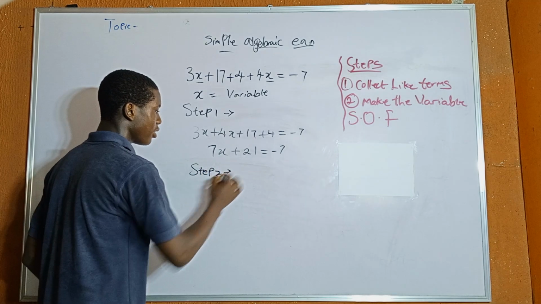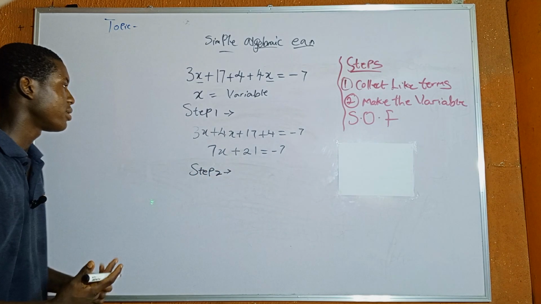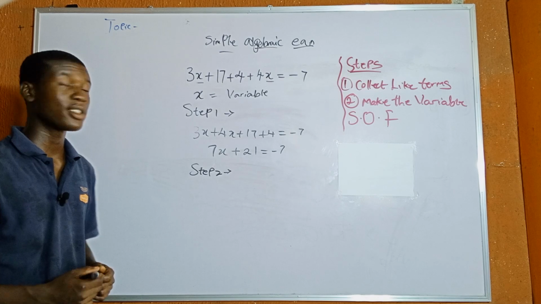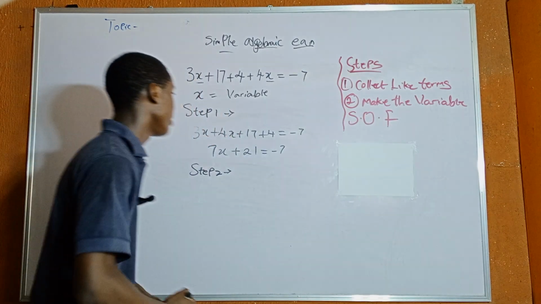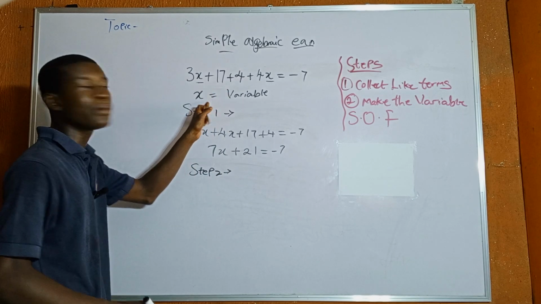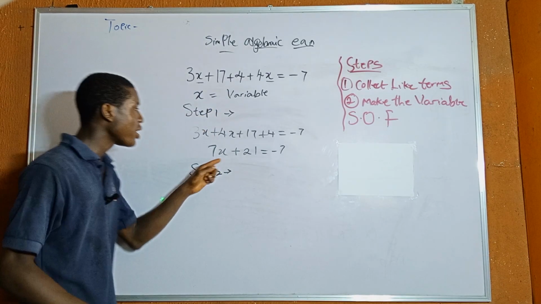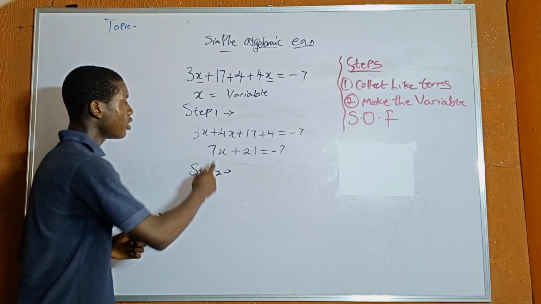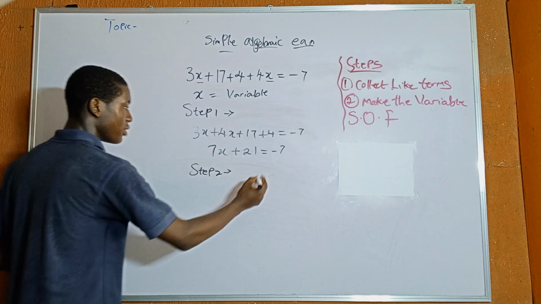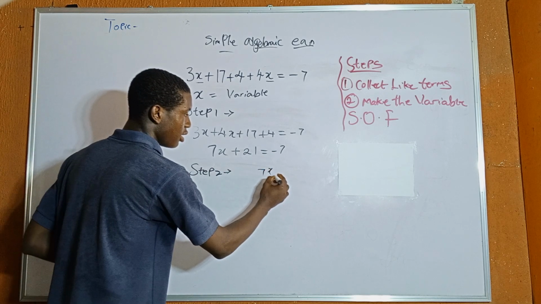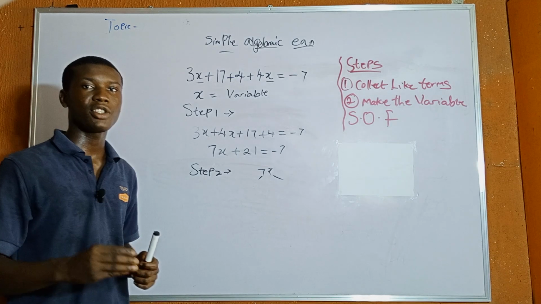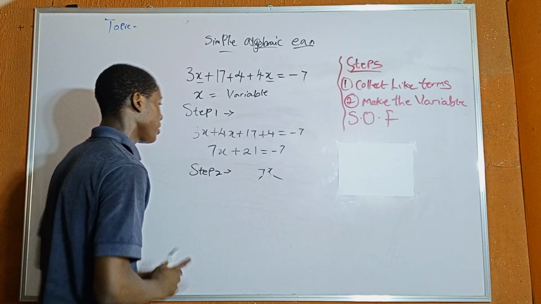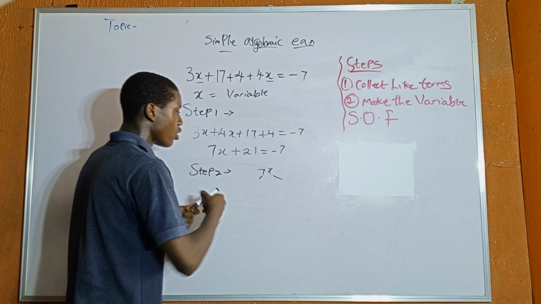for this case, will be another 2 steps. Now, how will it be another 2 steps? It says make the variable subject of the formula. Now remember, the variable is x, but here we have 7x. So out of this 7x, x is the variable, but the 7 is called the coefficient. So don't forget, the 7 is called coefficient.